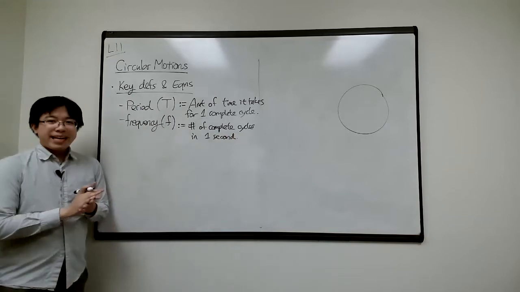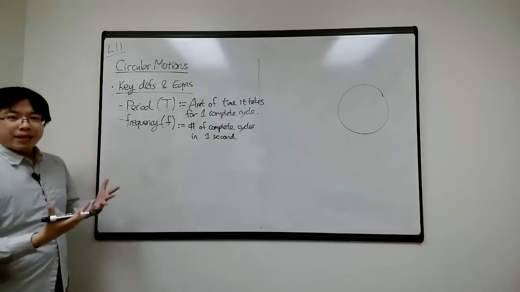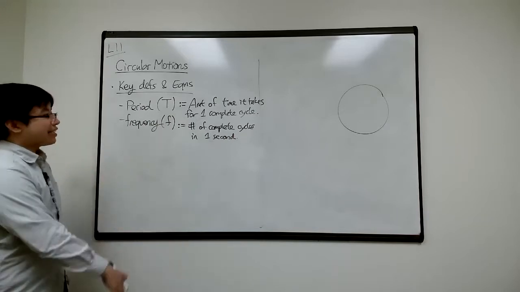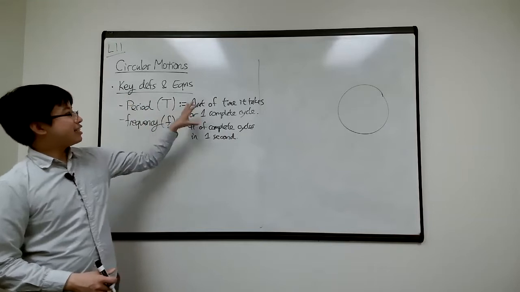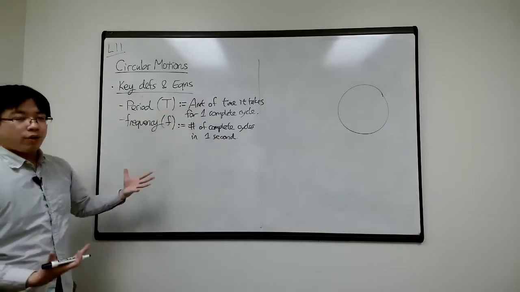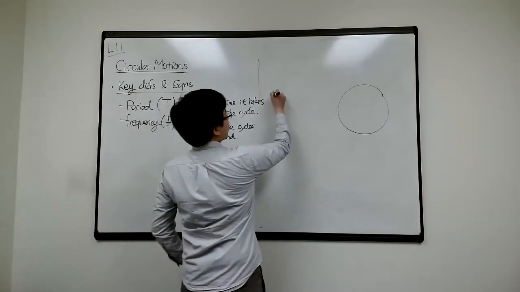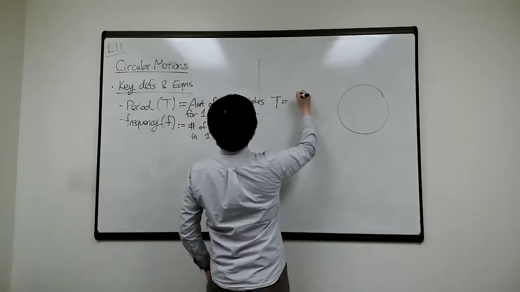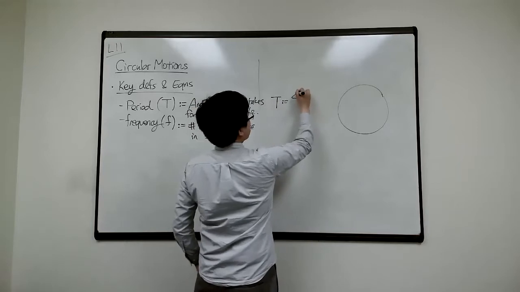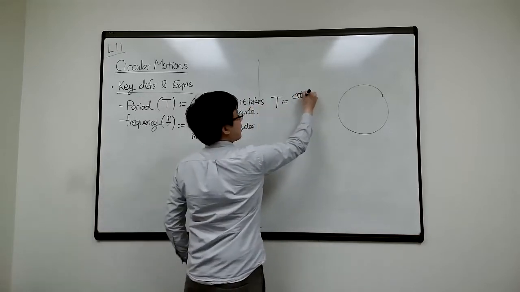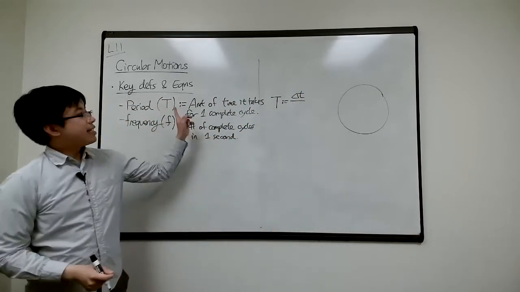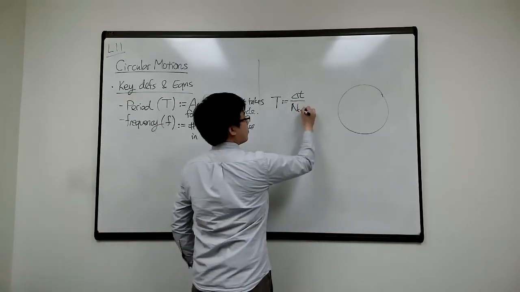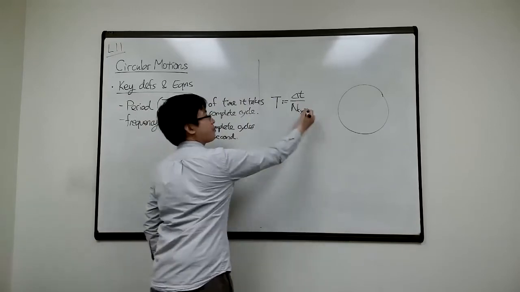So can I write that in an equation? Remember in physics when someone asks you for a definition, there are two ways you can answer that in a test. You can answer either in words or in an equation. In an equation, you can write T, which stands for period, is the amount of time it takes, right? So that means time taken, delta T, over the number of complete cycles, the number of cycles. I'll just put a subscript for now.